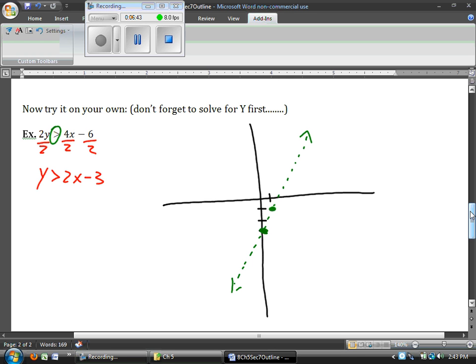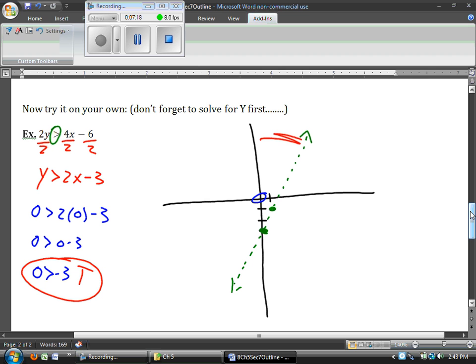And now I have to see what point can I check. Can I check 0, 0? Yes, you can, Mr. DeSordo. Yes, I can. So I'm going to plug in 0, 0. 0 for y is greater than 2 times plug in 0 for x. I solve. 0 is greater than 0 minus 3. 0 is greater than -3. So since 0 is greater than -3, this is true. Okay? It's true. So 0, 0 works. Means I shade on the side for 0, 0.